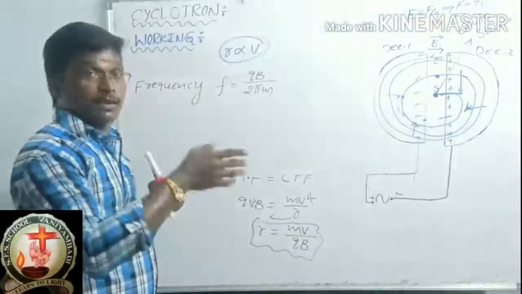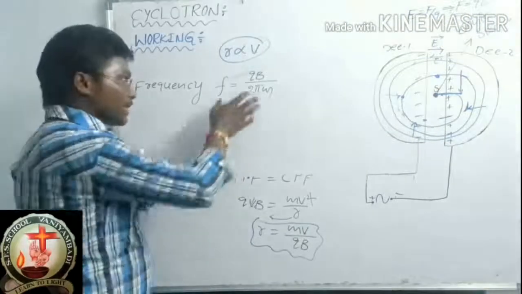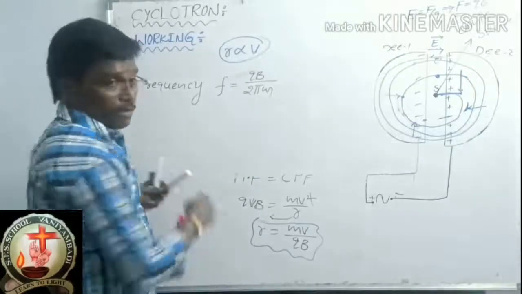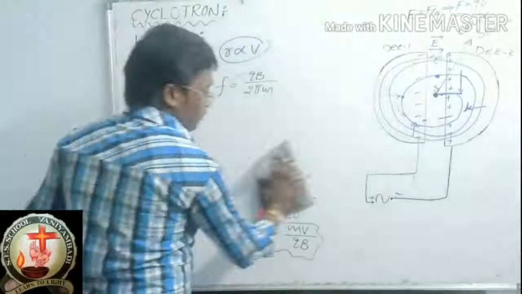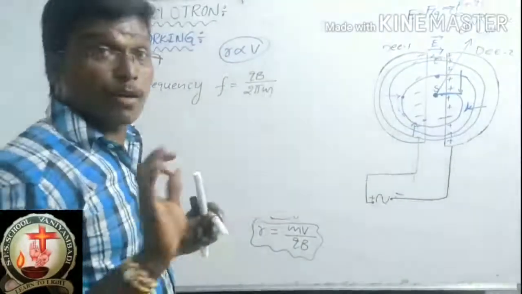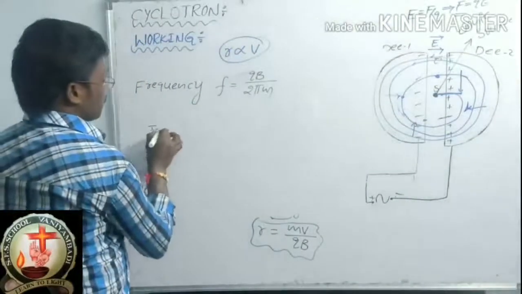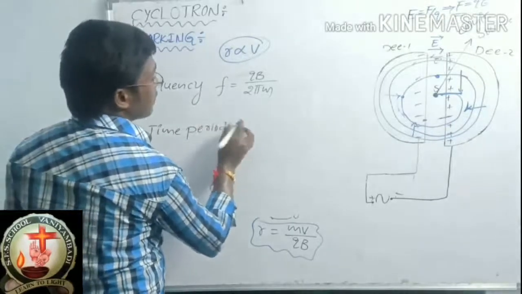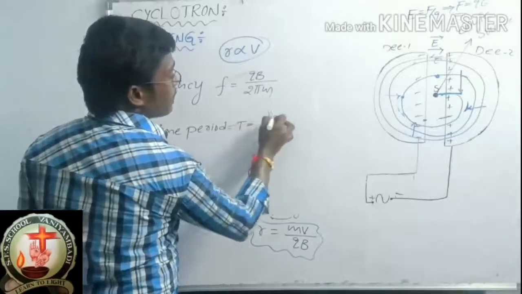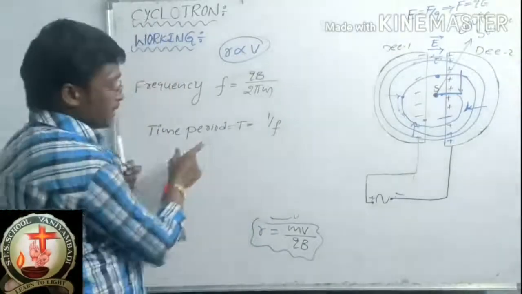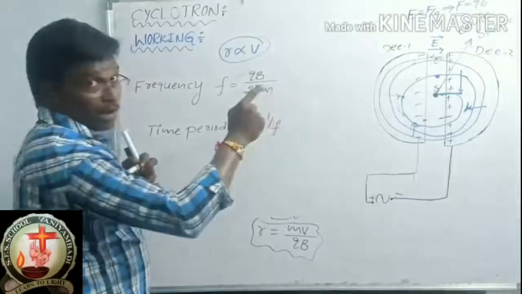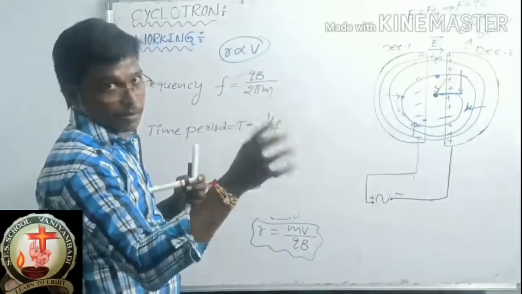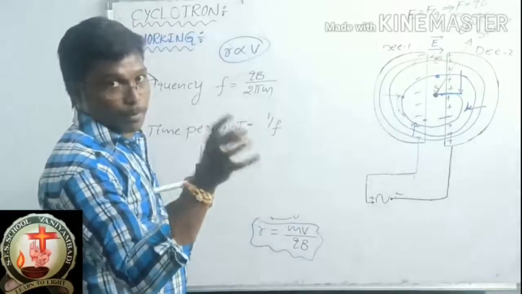If you have any doubts, please go back to your class notebook and you can see this frequency expression qB by 2 pi m. Now the time period of the particle. Time period T is equal to what? 1 by frequency. Correct. The time period is the time taken by the particle to complete one rotation.